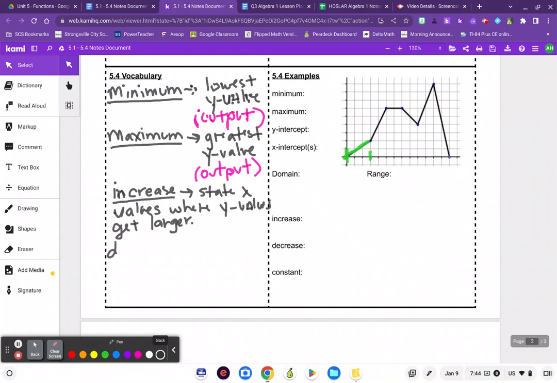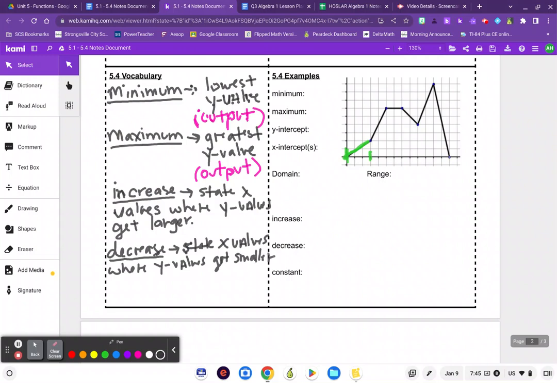The next word that we talked about was decrease. Again, we've talked about decreasing when we talked about slope. My graph is moving downwards when I look from left to right, but I'm answering in terms of x values. So we're going to state x values where the y values get smaller. Or again, where the graph is moving downwards.